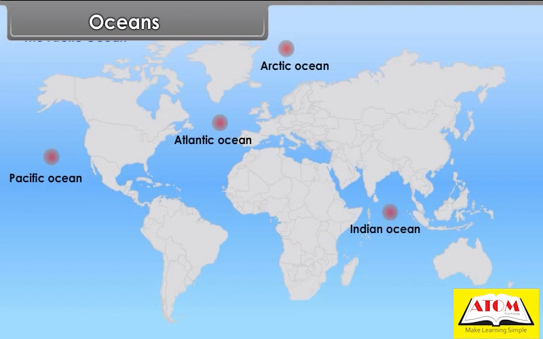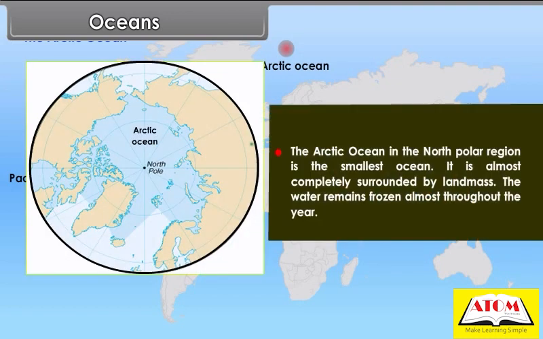The Arctic Ocean. The Arctic Ocean in the North Polar region is the smallest ocean. It is almost completely surrounded by land mass. The water remains frozen almost throughout the year.